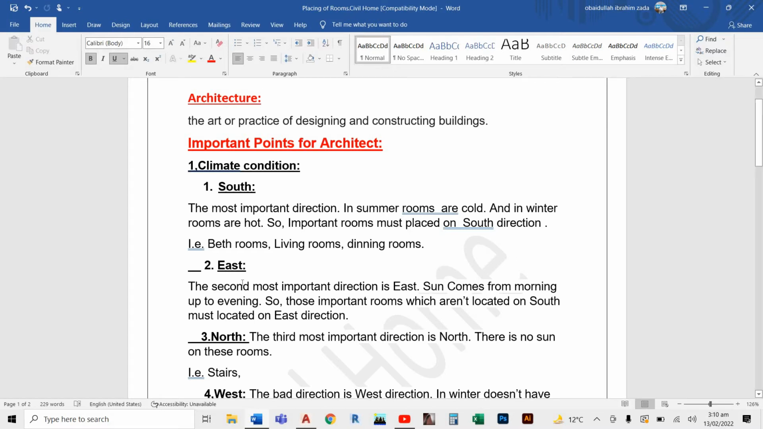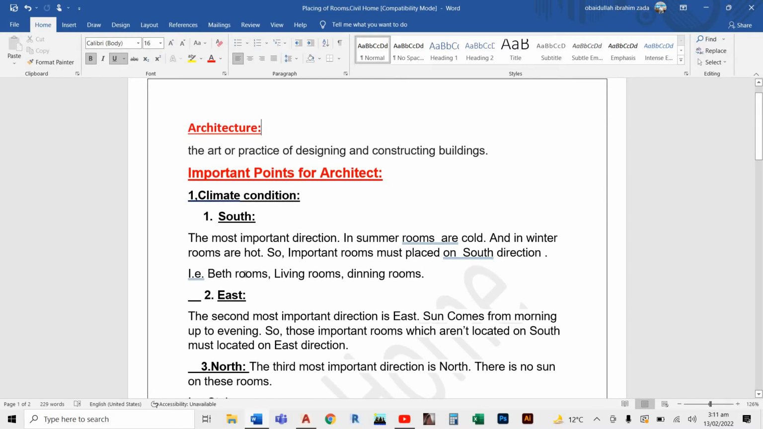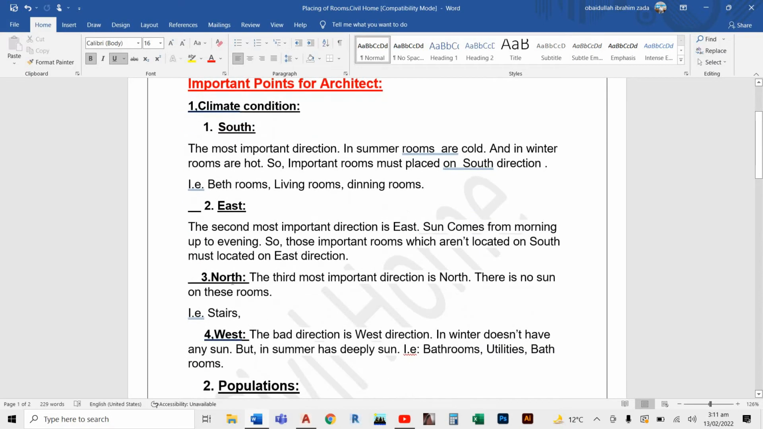And if you can't place the important rooms in the south, you should place them in the east direction. East is the second most important direction after the south, because the sun comes from morning up to evening. In the east, the sun comes in the morning up to evening, in the summer and also in the winter. But in the summer it is not a very intense sun. So those important rooms which are located in the south can be located in the east direction.